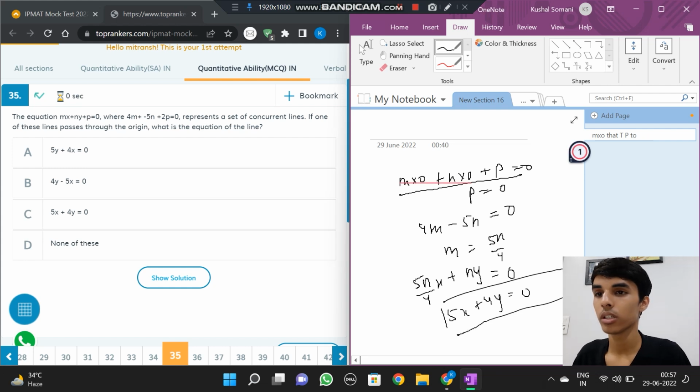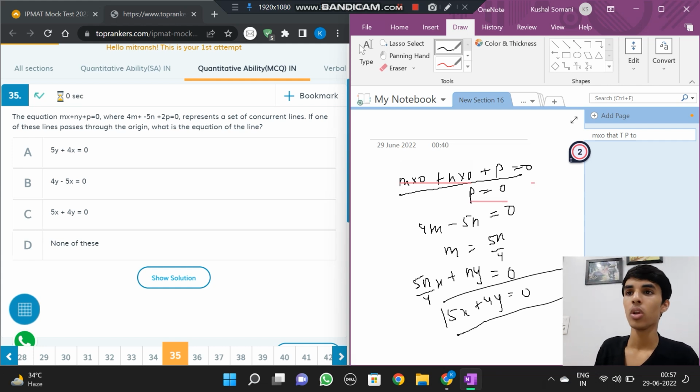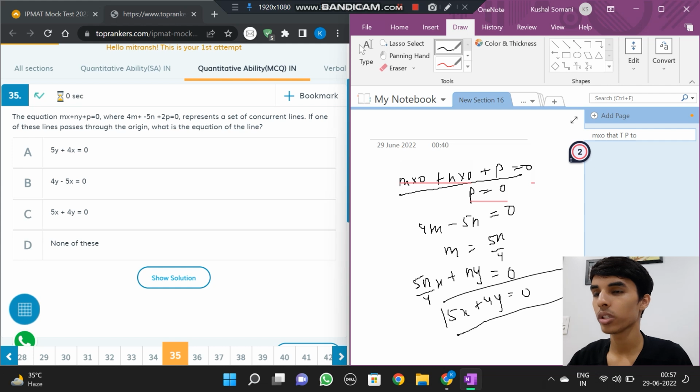What we did, nothing much: we took the equation, since one of them was passing through the origin, we put x and y equal to 0 and got the value of p. From there we got the relation between m and n, and we put that m in the original equation, and from there we got the equation of the required line. Again, it was a very simple question, nothing as such was required. Let's move on to the next one.